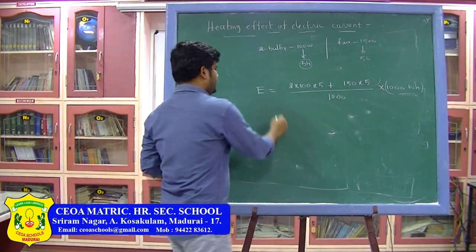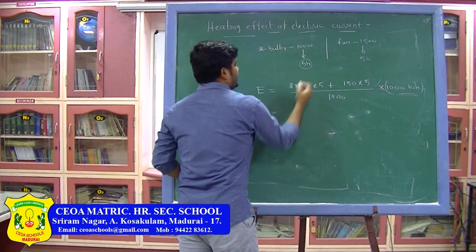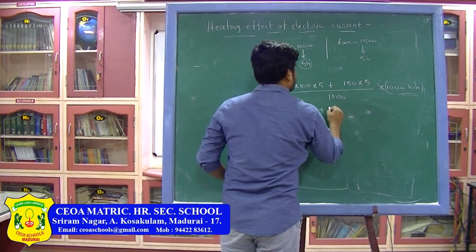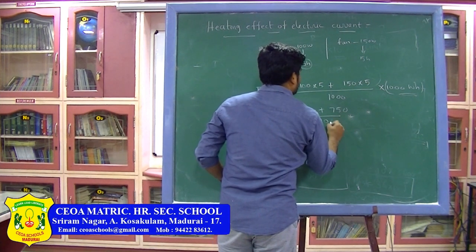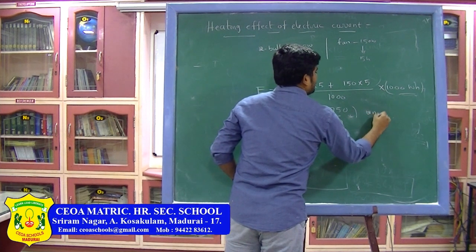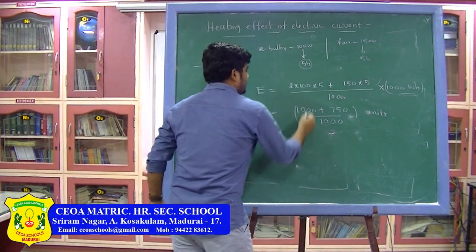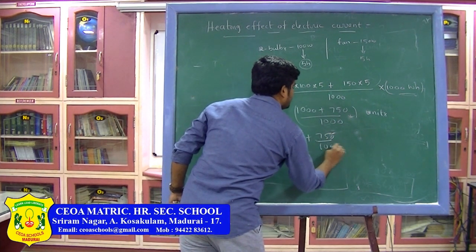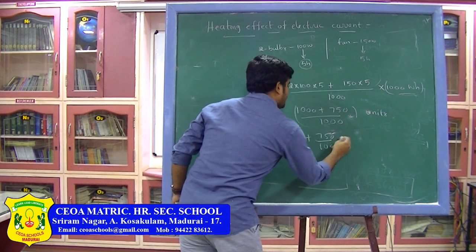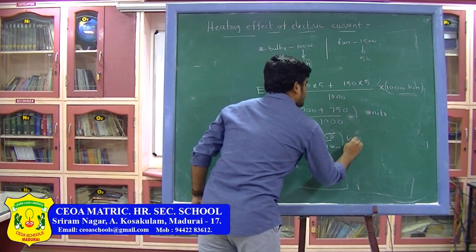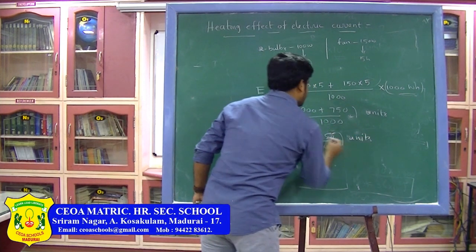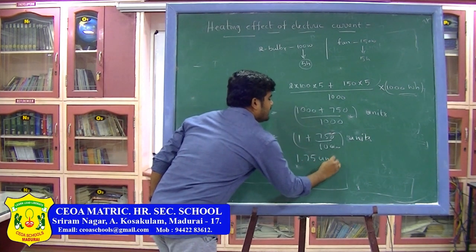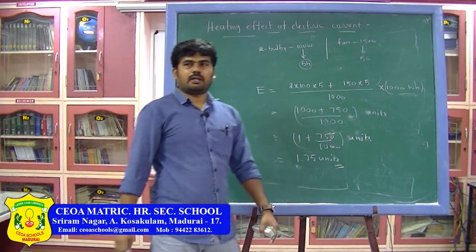Now let us simplify this. 2 into 5 into 2 is 20, wait, 2 into 5 is 10, 10 into 100 is 1000. So 1000 plus 150 into 5, which is 750. So 1750 divided by 1000 kilowatt hours, that is units. Simplifying this, 1000 by 1000 is 1 and 750 by 1000 is 0.75. So in total it is 1.75 units in a day. So 1.75 kilowatt hours are used in a day.